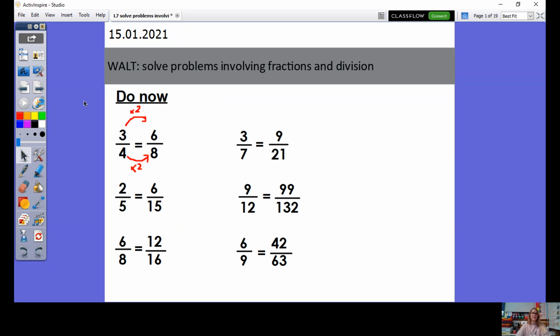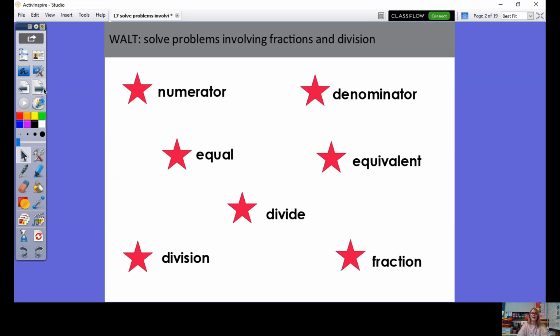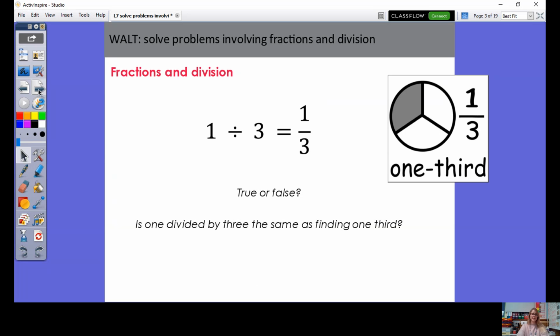Okay? So, moving on to today's lesson, we're going to be solving problems involving fractions and division. First of all, I'm just going to pop up your star words. If you would like to pause the video and discuss them with someone at home and recap the meanings, feel free to do that now, and then you can come back when you're ready. Great, we should know those words very well now because we've been looking at them for the past 2 weeks. So let's get on with our lesson for today.